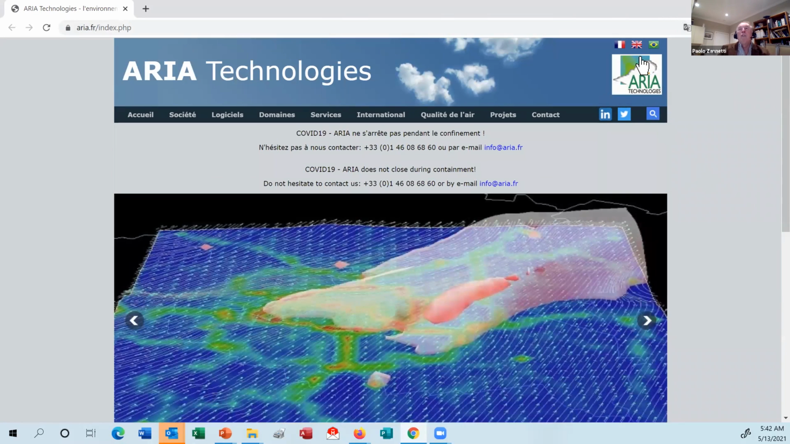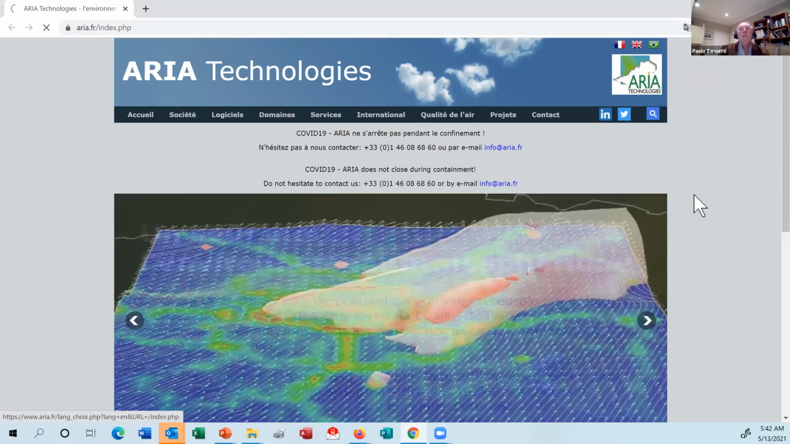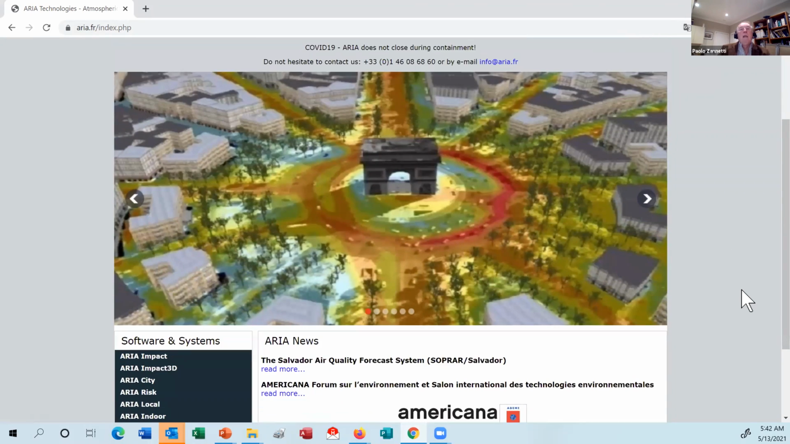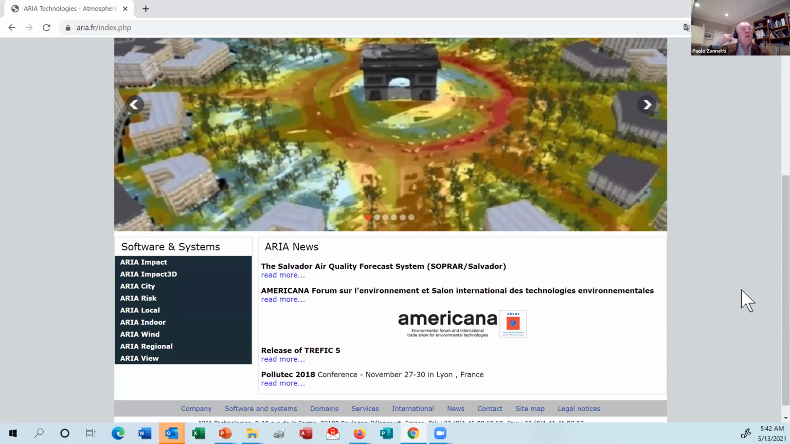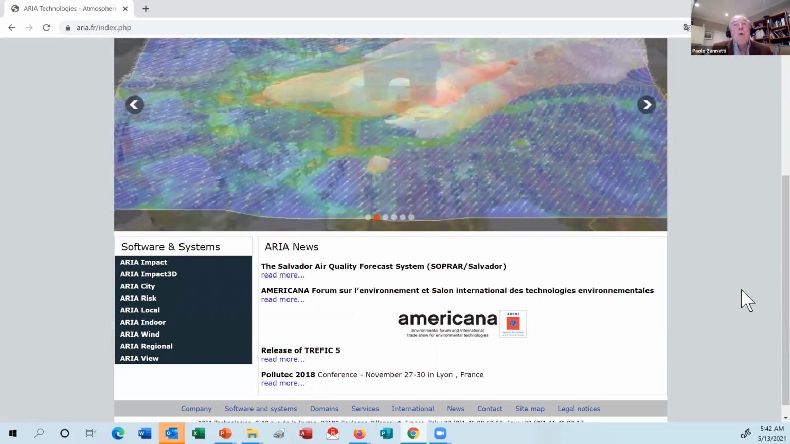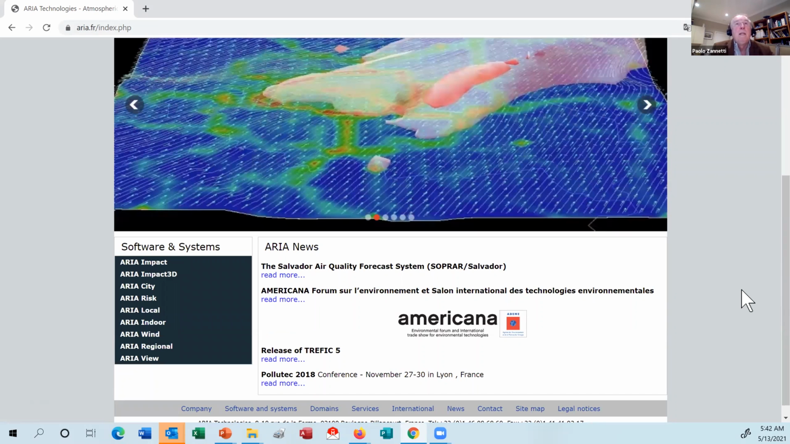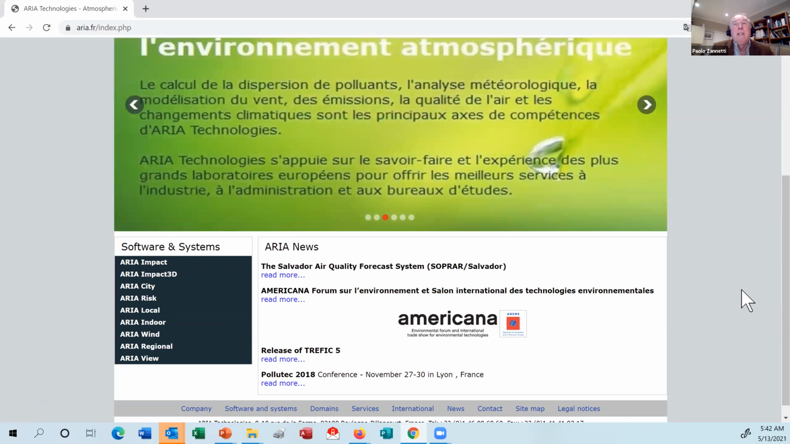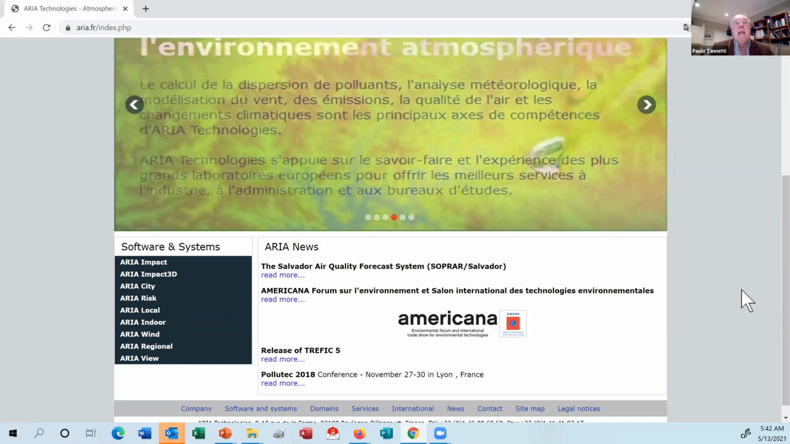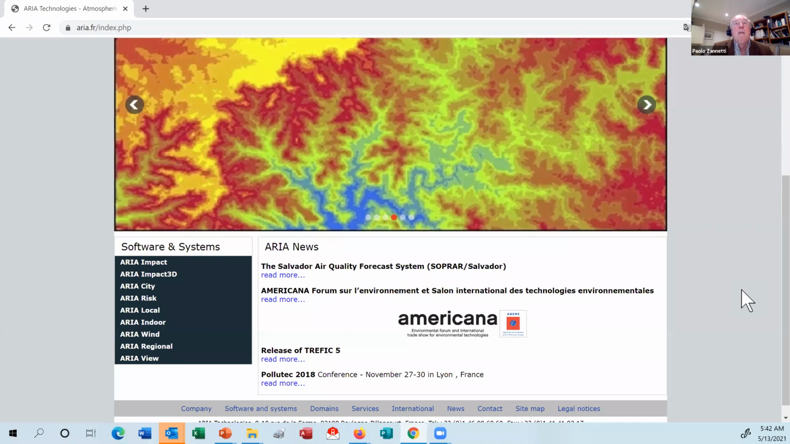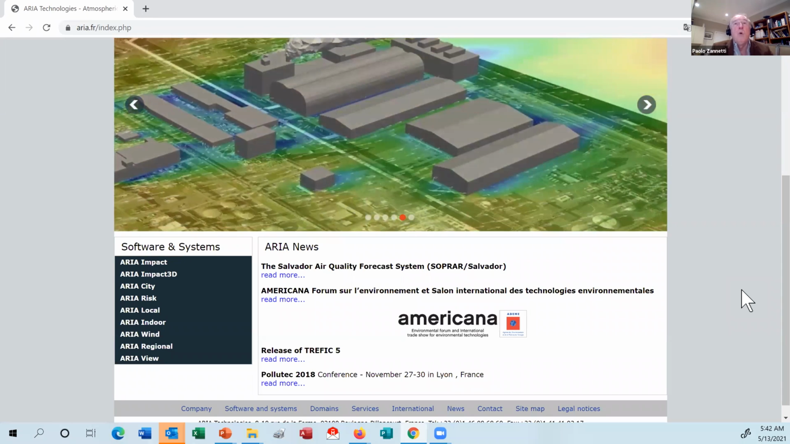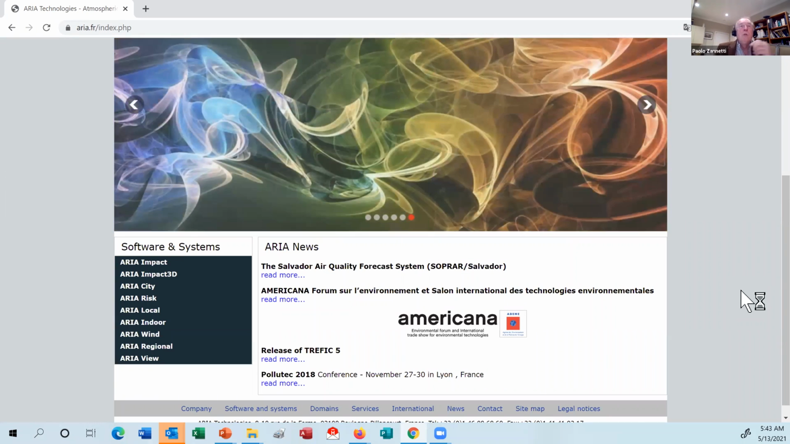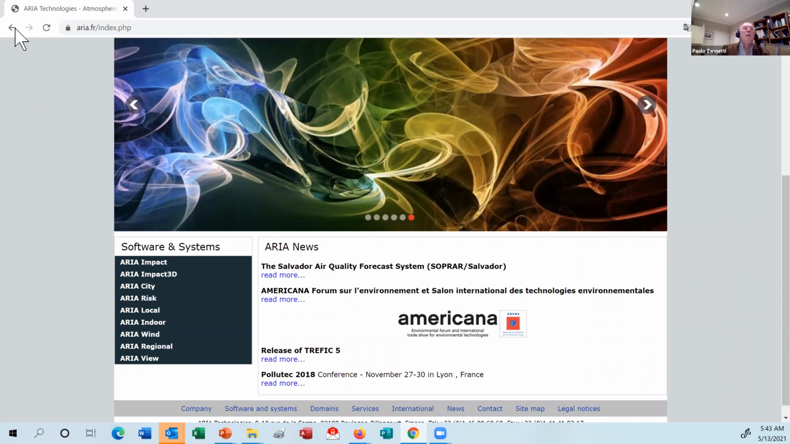Now, this is in French, but of course you can choose the English version. And ARIA has developed a lot of software. It's a proprietary software, so it's not free. But you may give a look, you may talk with them. They may have some software, either dispersion modeling or meteorological preprocessing that can be useful to you. ARIA has a very good reputation.